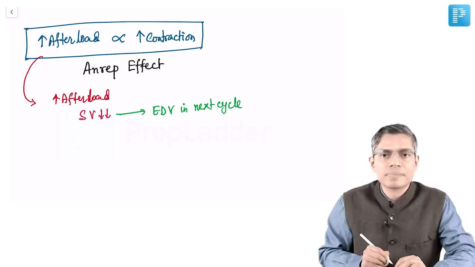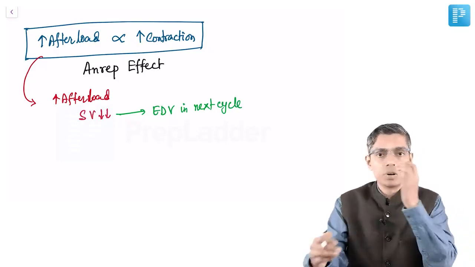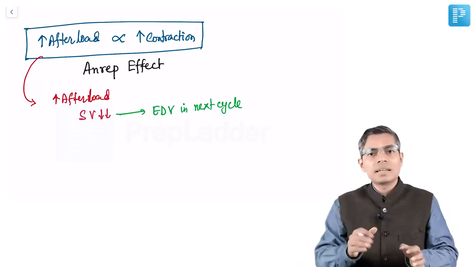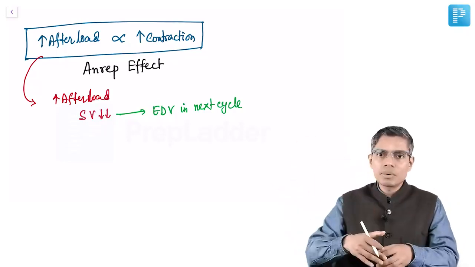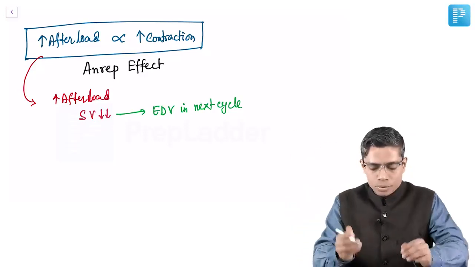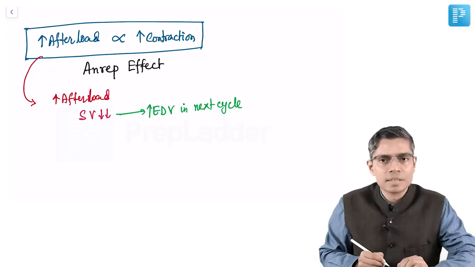What will happen? Tell me. Whenever you are decreasing the stroke volume of one contraction, more volume of blood will remain in the ventricle, and in the next contraction, it will get more and more blood. It is getting blood from the atrium plus some blood is remaining. So, your end diastolic volume will increase.